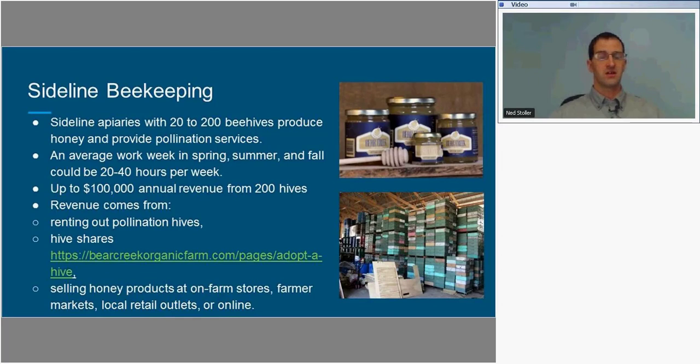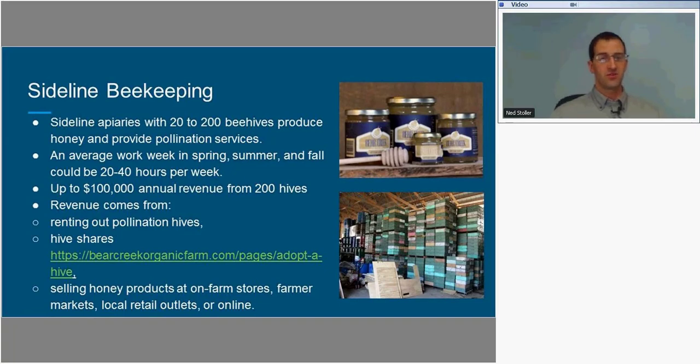We are talking more today about the sideline apiaries with 20 to 200 hives. It's going to be part-time, possibly full-time work. If you get up closer to 200 hives, it's for sure going to be full-time employment and could have quite large gross revenue. Of course, you have to take expenses out of that. But there is a lot of potential in the beekeeping industry with a commercial or a sideline apiary.